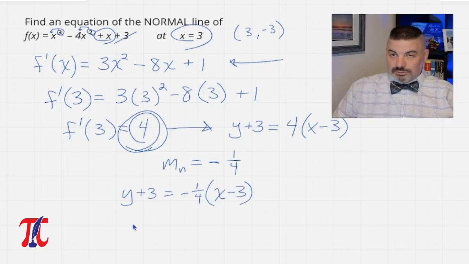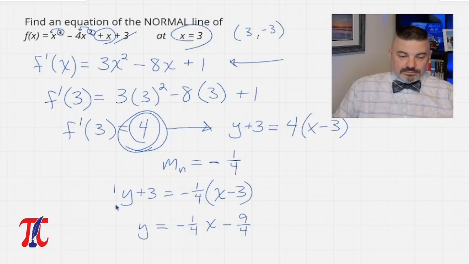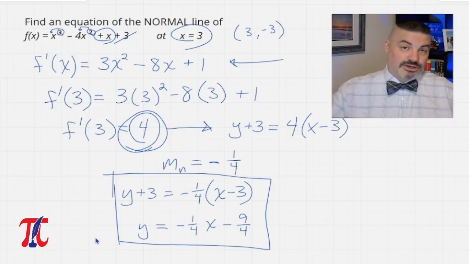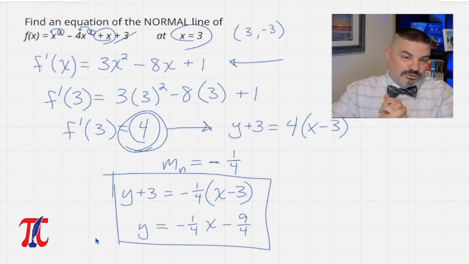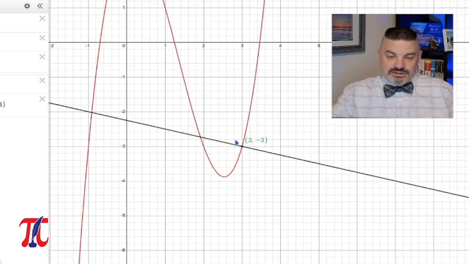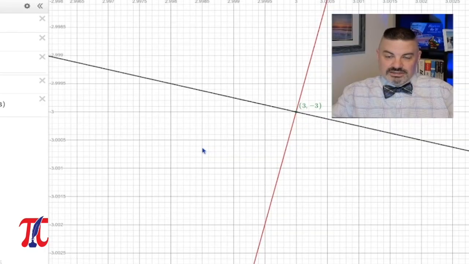And if you wanted to change that to slope intercept, you can just by distributing that negative 1/4 and subtracting 3 from both sides. And what do we get here? Those are equivalent equations of the normal line to that cubic function at that point, (3, negative 3). You can see here, just at that one point, that line is perpendicular or normal to the function.